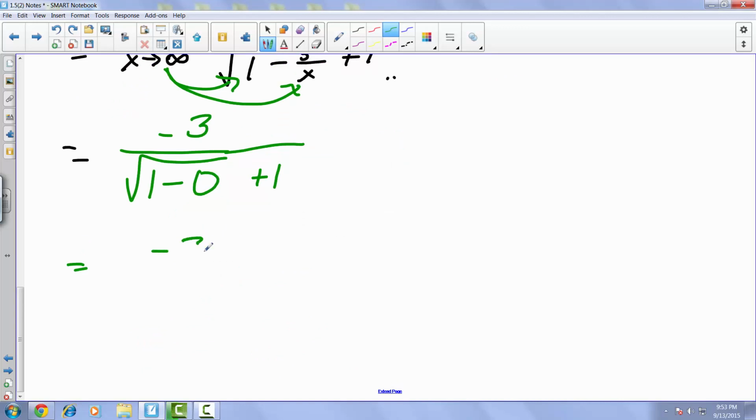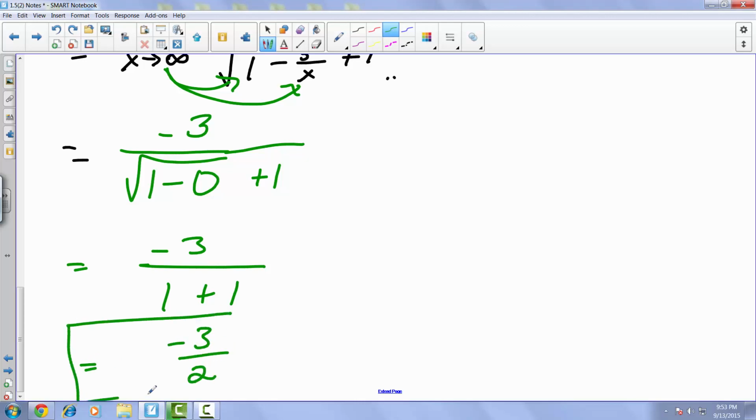Simplifying things now, we end up with negative 3 on top still, divided by the square root of 1 minus 0 is just the square root of 1. Square root of 1 is just 1. Plus 1. So it looks like we end up with negative 3 halves coming out to be that limit.